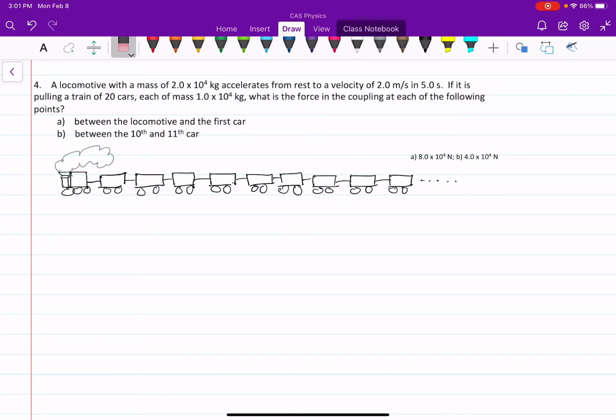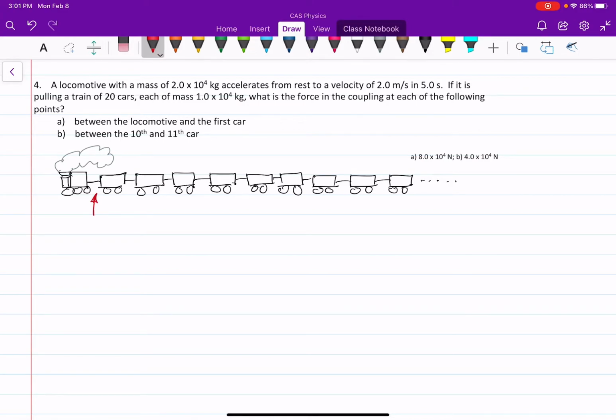So question 4 seems pretty daunting, but what we're going to do is take the lessons learned from the previous questions and apply them here. This is a question about a locomotive pulling 20 cars in a train, and it's asking us for the force that it needs to be pulling at various places. For part A, they want the force between the locomotive and the first car, so right there.